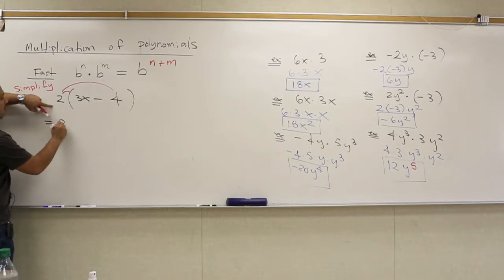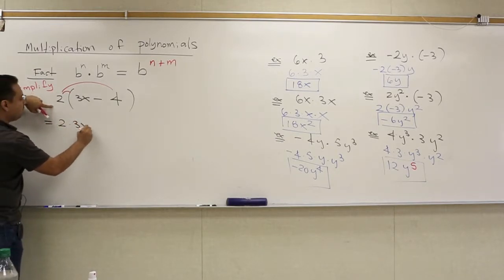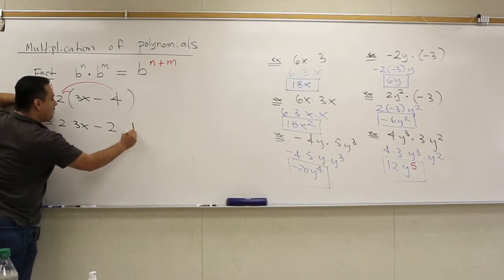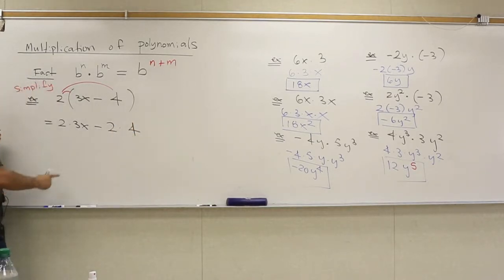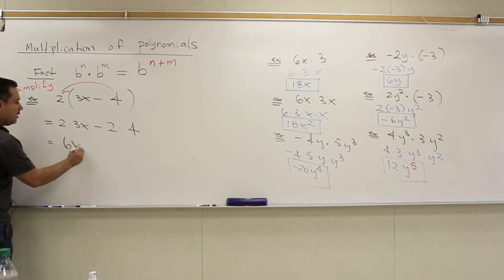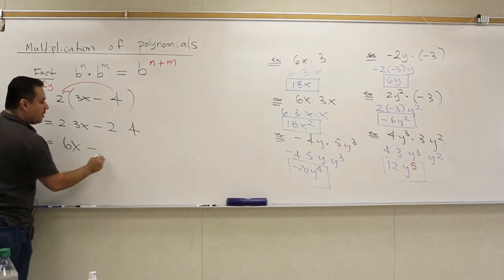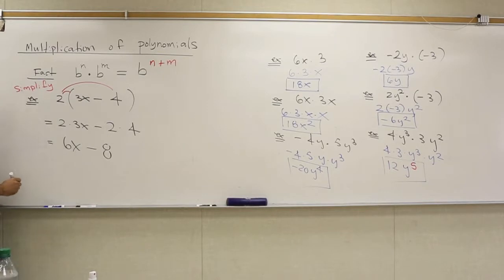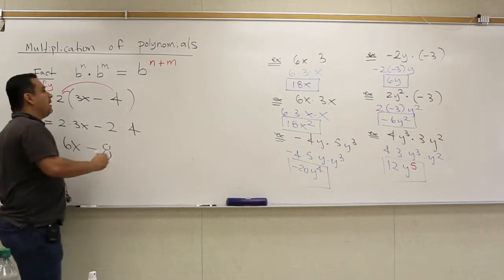And by the distributive property, we know I take my what? This is equal to 2 times that 3x minus 2 times this what? 4. So what is 2 times 3x? Isn't that 6x minus what is 2 times 4? 8. Ladies and gentlemen, you wrote the equivalent version without the parentheses. You have simplified this. Okay? So this is what you did in the past.